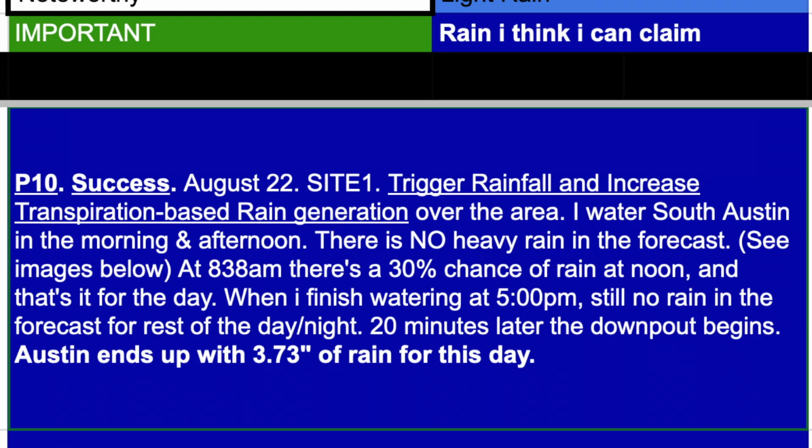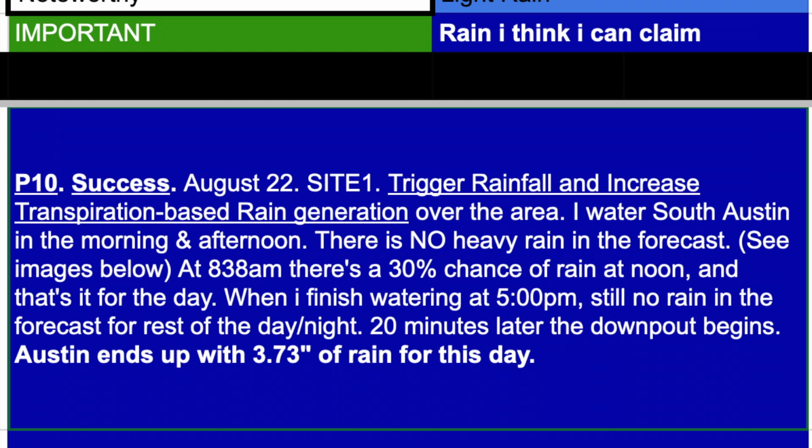On August 22nd in Austin, site number 1, I think I triggered rainfall and increased the transpiration-based rain generation over the entire area of Austin. So the story in synopsis is that I watered in the morning and the afternoon. There was no heavy rain in the forecast at all. I'm going to show you this in a second. At 8:30 in the morning, there was a 30% chance of rain at noon only. When I finished watering the second time at 5 p.m., there was still no rain, but 20 minutes later, the downpour came, and Austin ended up with nearly 4 inches of rain this day.